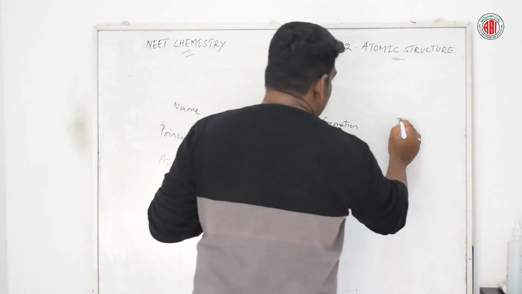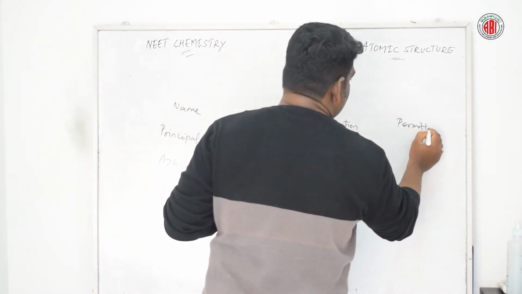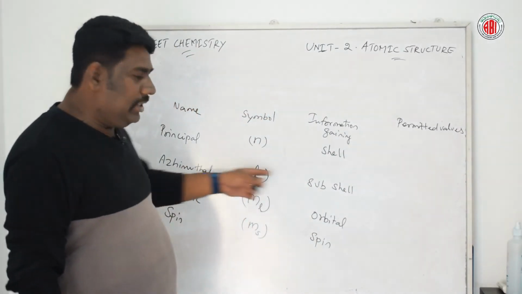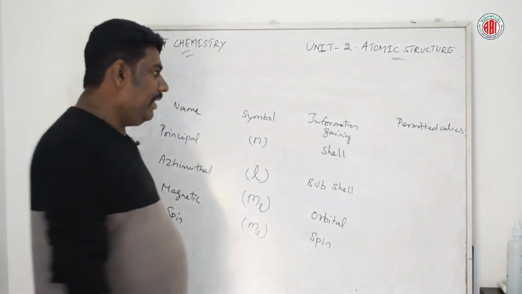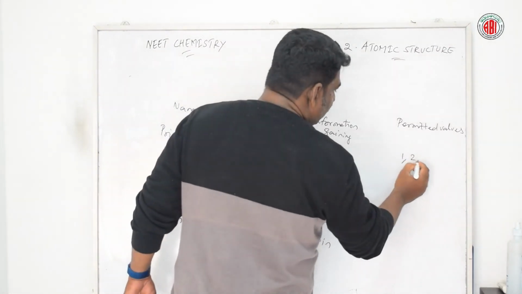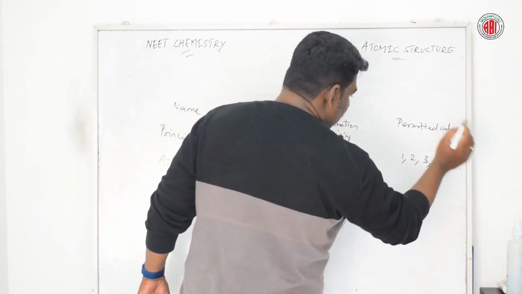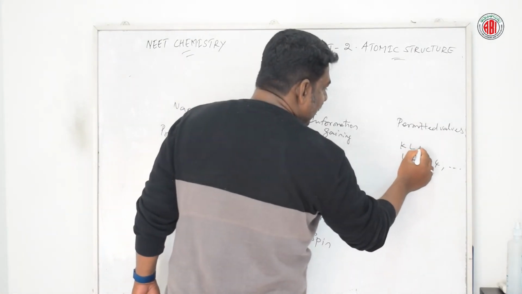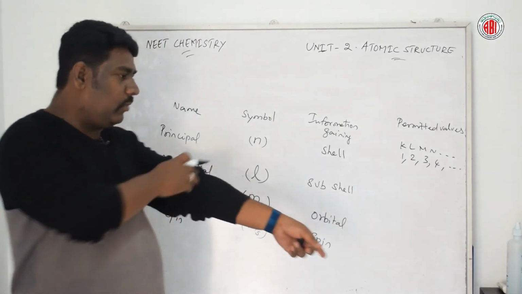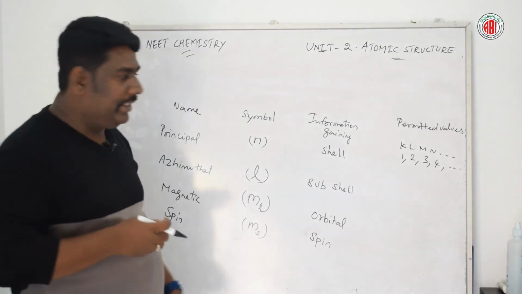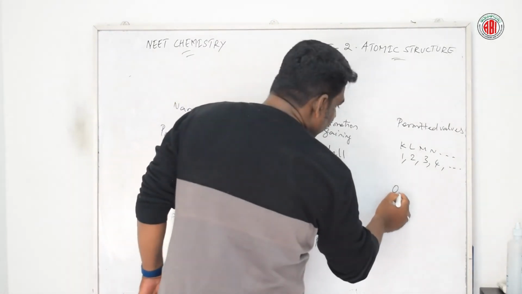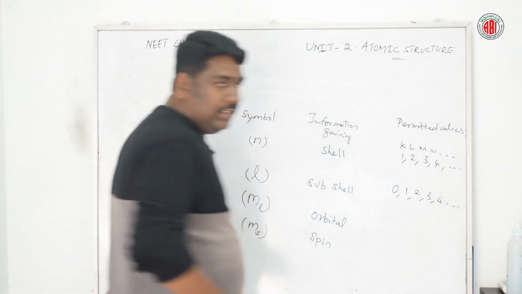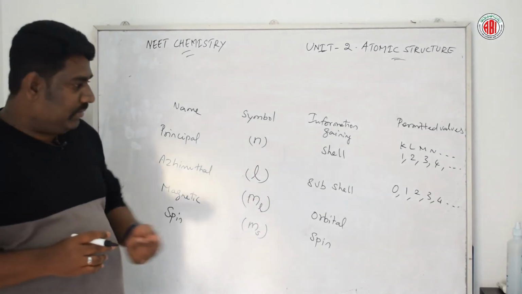Now permitted values for each. Let us see one by one. Principal quantum number has permitted values which start from 1, 2, 3, 4 and go on. That could be described by denoting the symbols as well, K, L, M, N, etc. Azimuthal quantum number, here we are using the permitted values. Usually it starts from 0, then 1, 2, 3, 4 and goes on. That is the value for azimuthal quantum number.